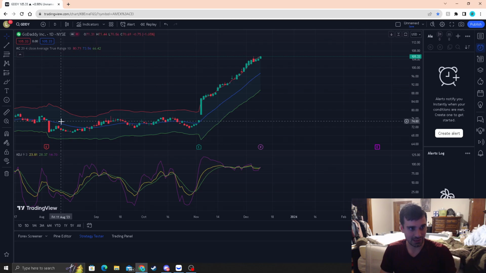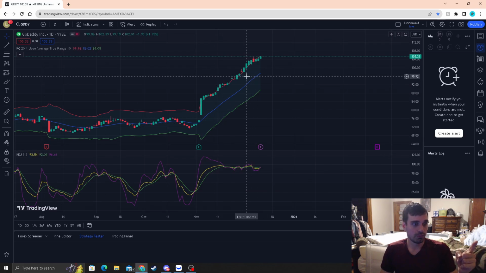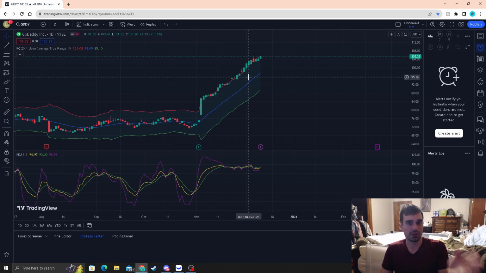And then we look at the KDJ. You want a higher K, which we labeled color yellow. You look for at least above 90. But I think 94 is the sweet spot. And when all three are aligned, then you can start accumulating options, or if you want to do shares, you can do shares.